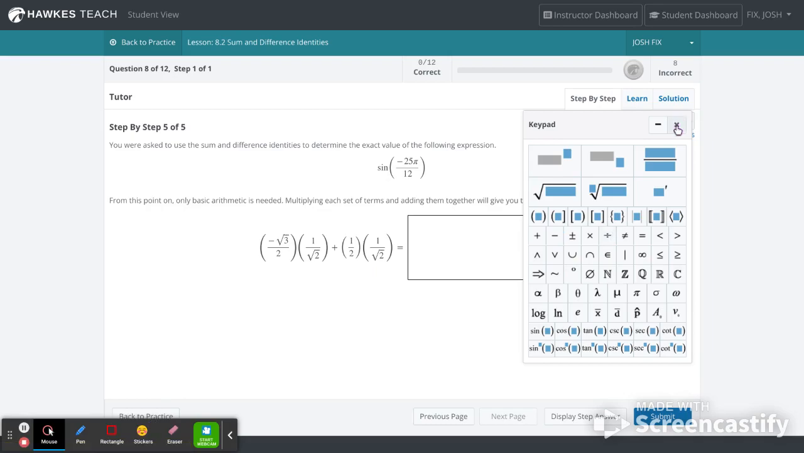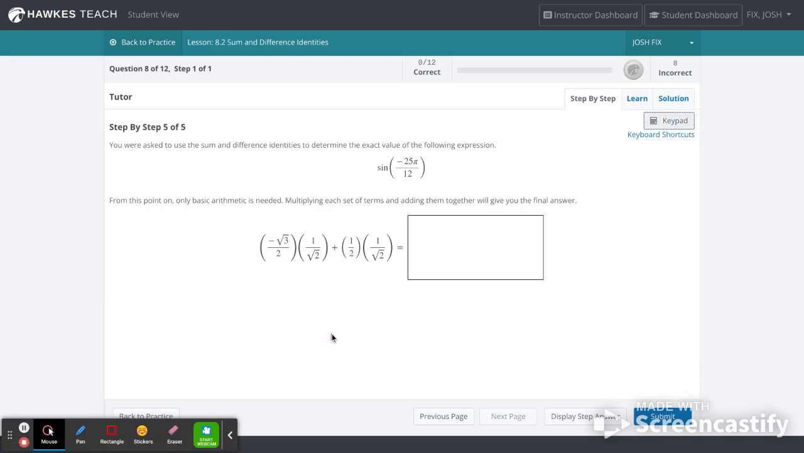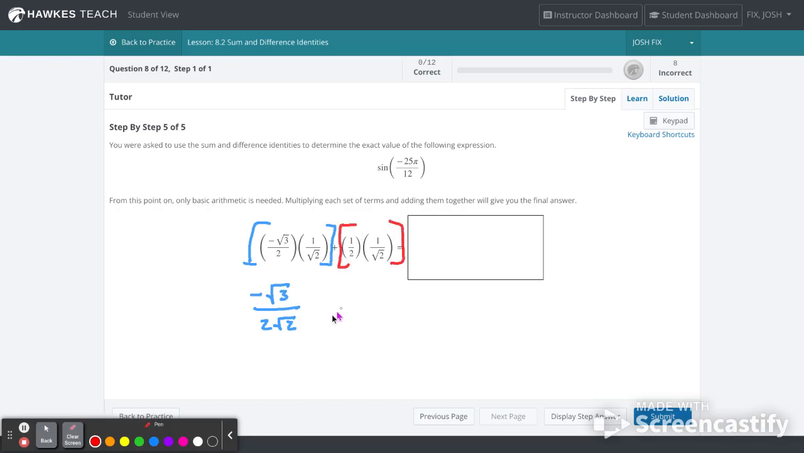Okay, so now here I am, and now it's time to do the algebra behind this problem. So I'm going to grab the pen and go ahead and start working this out. So on this side, we're going to multiply these two guys right here together. So on top, we get negative square root of 3. On the bottom, we get 2 square roots of 2. On this one, we multiply that. We get 1 times 1. That gives us 1 over 2 square roots of 2.